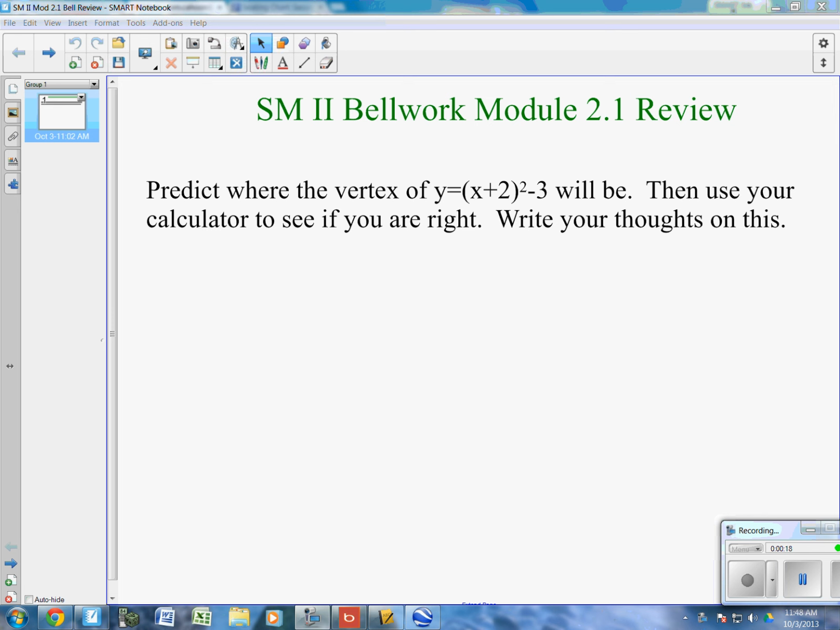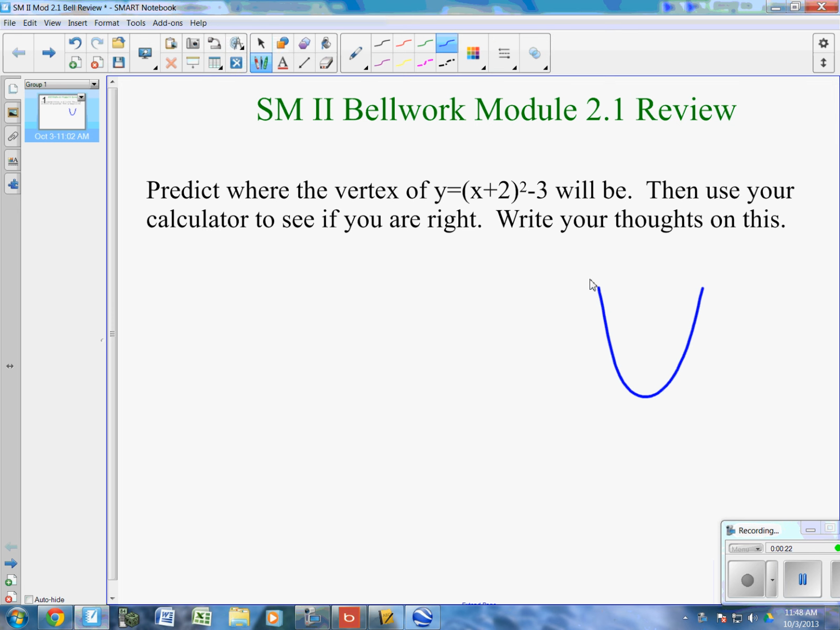The vertex is the point where it turns. So if you have a parabola, the vertex is that point right there. What are the coordinates of that point? Okay, just work on it for right now. We'll go over it in just a second.